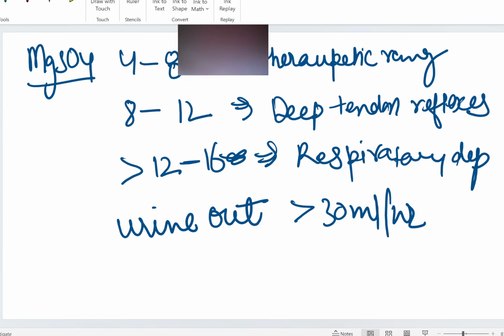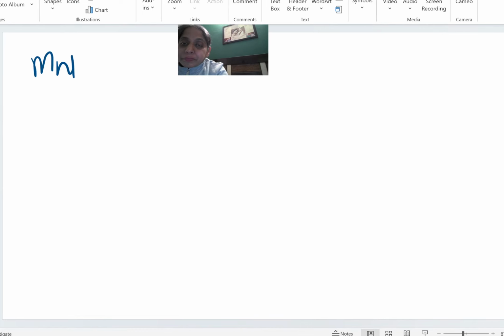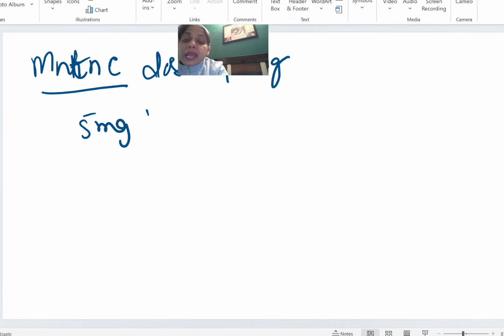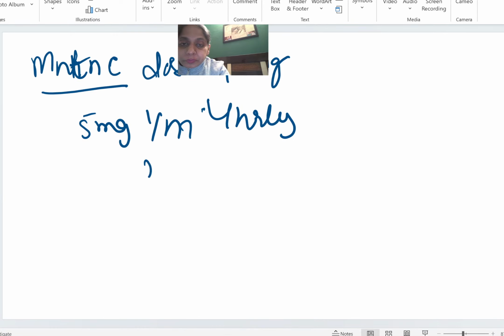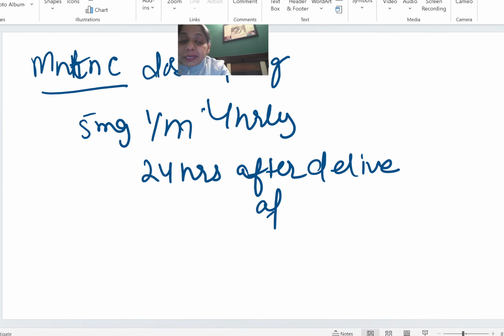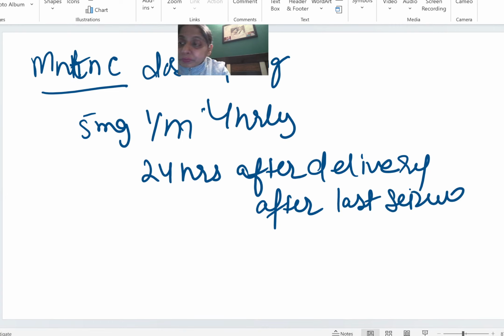What is the maintenance dose of magnesium sulfate? Please write down. 5 mg IM 4 hourly, 24 hours after delivery, or after last seizure, whichever is later. Okay, after last seizure. Right? This is the maintenance dose: 5 milligram IM 4 hourly, for 24 hours after delivery, whichever is later.